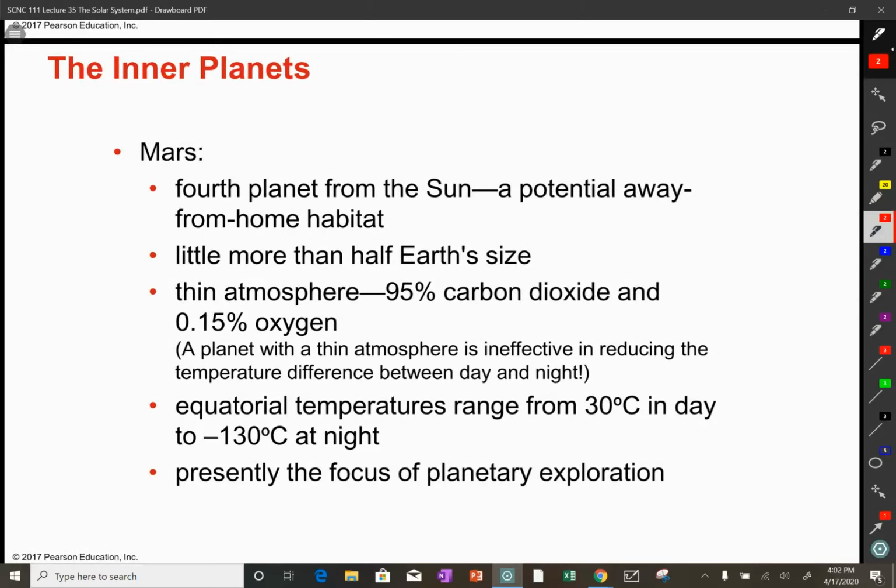Now Mars is only about half the size of the sun, or of the Earth. Sun would be a different object. So it's a much smaller planet than the Earth. And because it's smaller, its atmosphere isn't as strong. It has a very thin atmosphere. Its atmosphere is only about 1% as dense as the Earth's atmosphere. It's 95% carbon dioxide and 0.15% oxygen. So you couldn't breathe it.